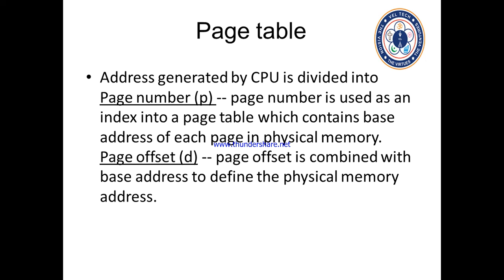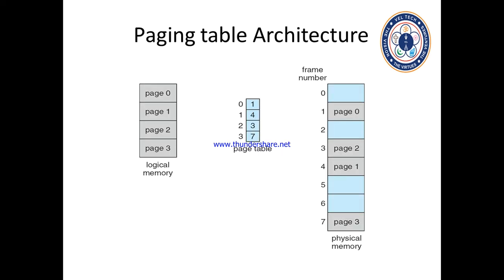So here the address generated by the CPU is divided into two parts: one is the page number, another one is the page offset. The page number is used as an index to a page table, which contains the base address of each page in physical memory. The page offset is nothing but the displacement within the page, that is, it is combined with the base address of this page number to define the physical memory address. So when we go through the example, you will be able to understand this page table.